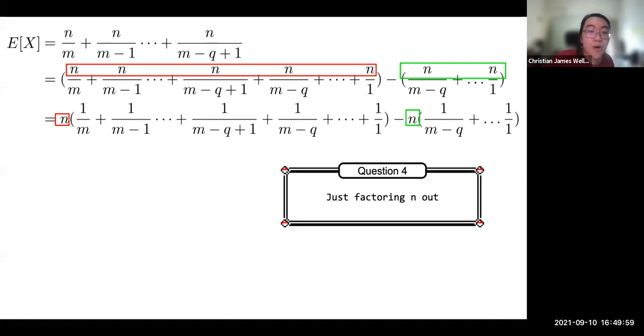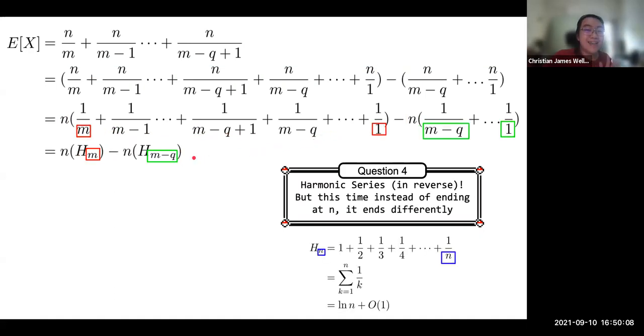If no questions, then I'll go on. So I'll factor out the N, just to make it neat, to make it really look like a harmonic series here. Then it's exactly a harmonic series. It starts with 1. The nice thing is that the other side is also yet another harmonic series. The difference is that this harmonic series ends with M minus Q, and this harmonic series ends with M. So both of them are harmonic series, but with different numbers of terms.